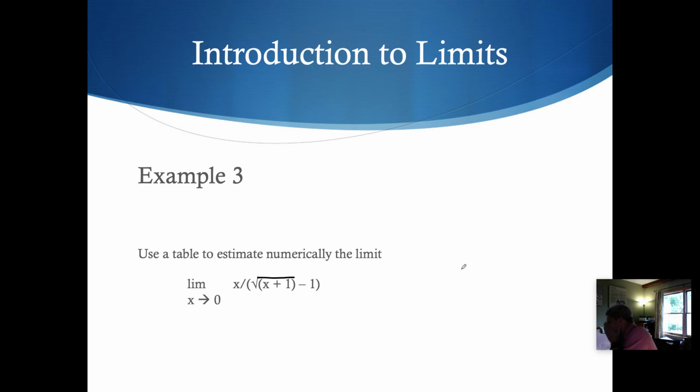Oh, sorry. All right, so use a table to estimate numerically the limit of x as x approaches 1. It's 11 o'clock. Thank you, Jesus. The limit as x approaches 0 of x divided by the square root of x plus 1 minus 1.